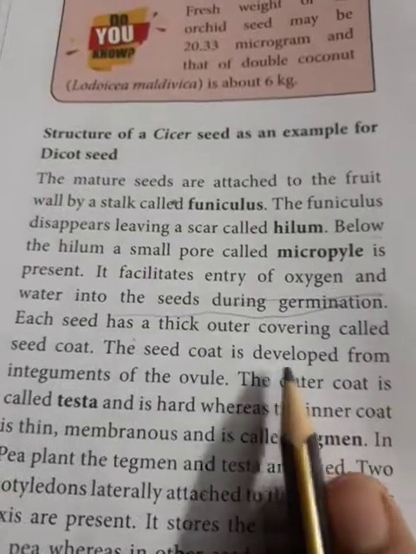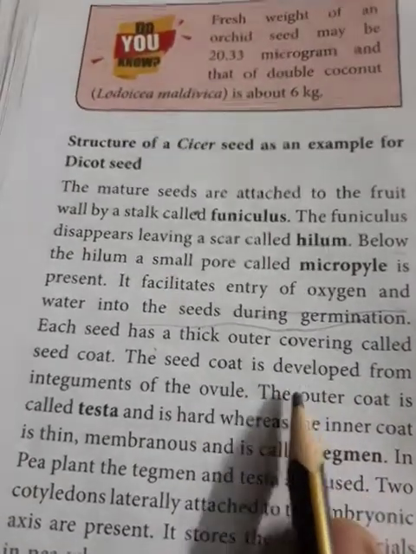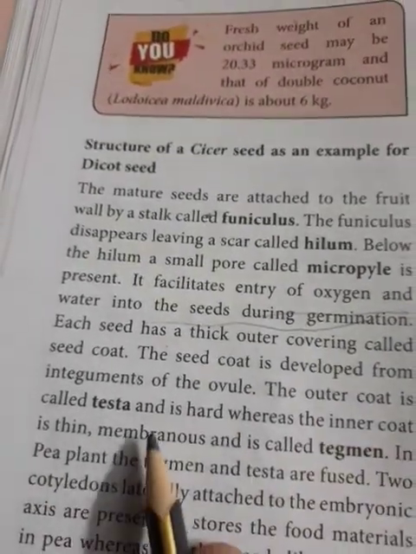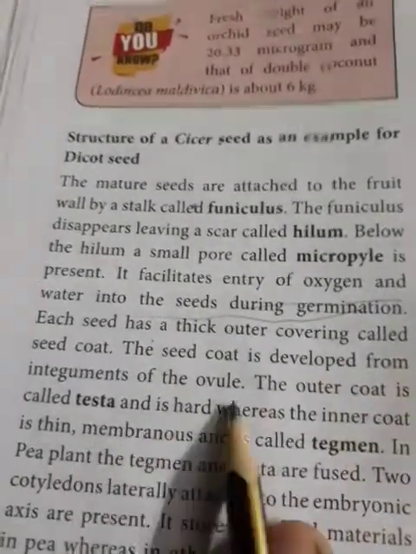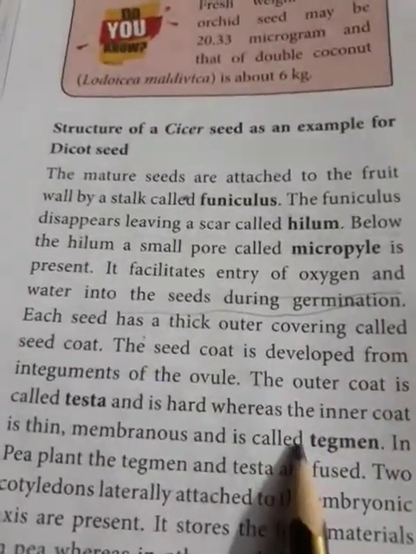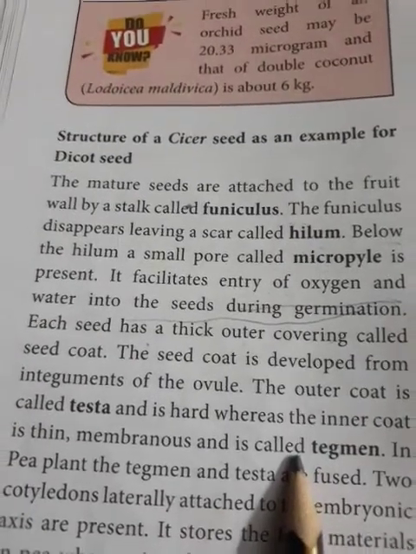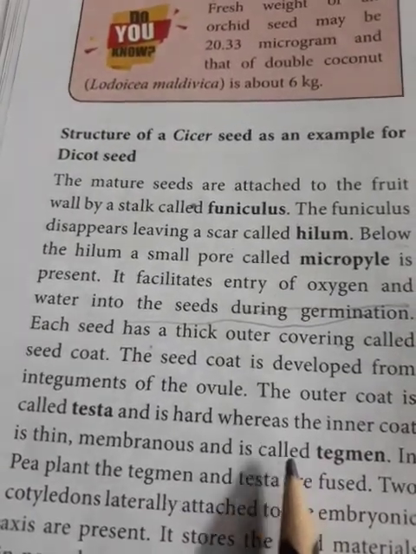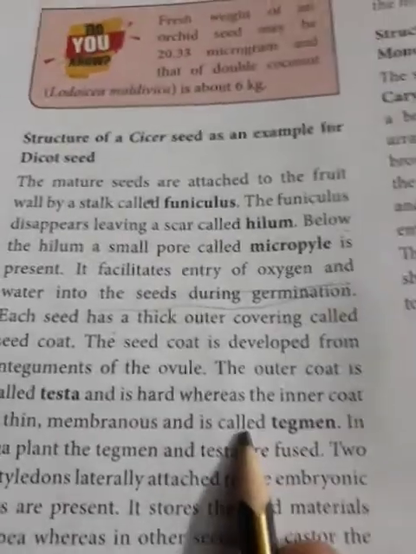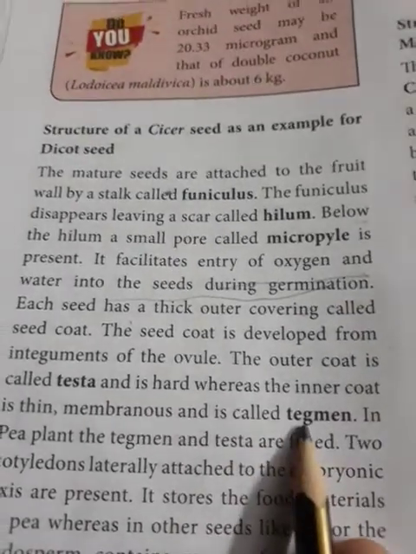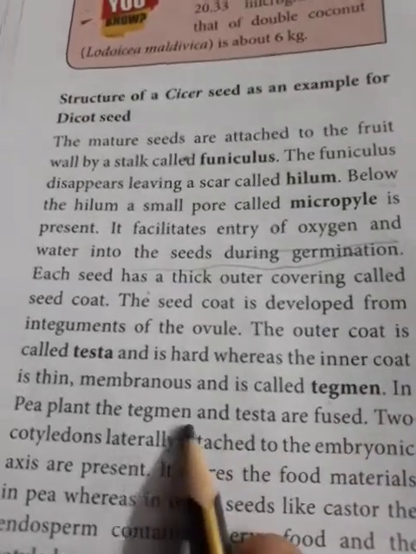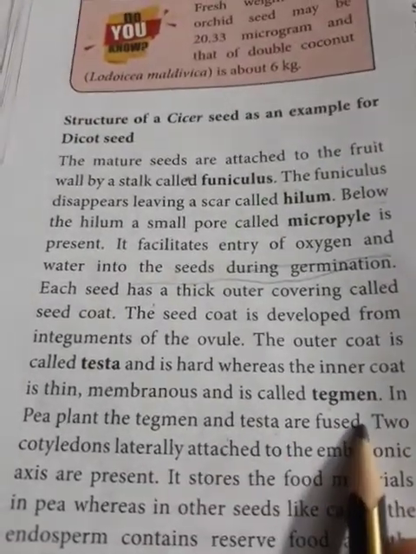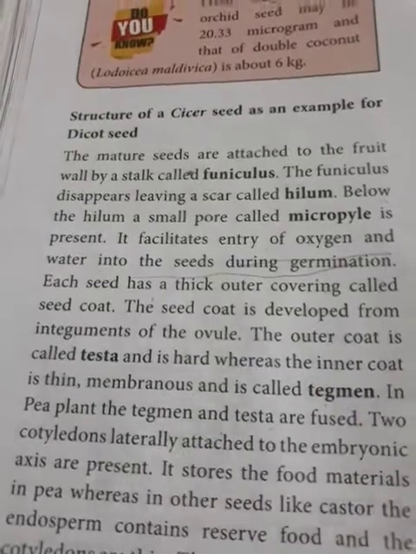So from where does the seed coat develop? The seed coat develops after fertilization from the integuments of the ovule. There are two integuments, as we already know. The outer integument forms the testa, which is hard, and the inner integument forms the tegmen after fertilization. In the pea plant, the testa and tegmen are fused together and form only one structure.